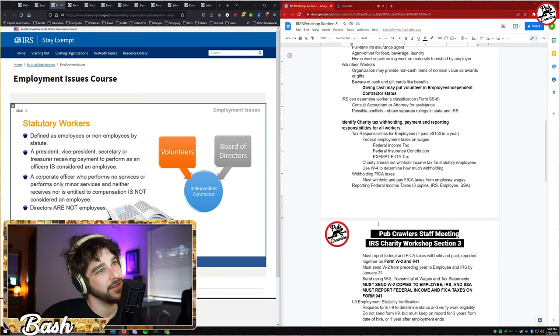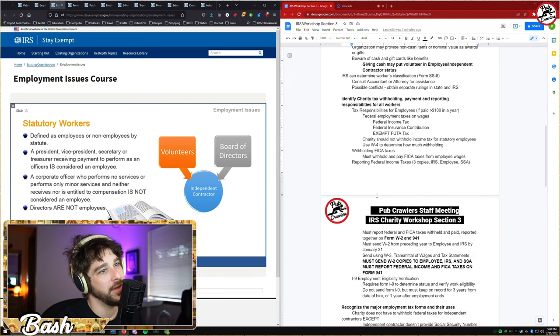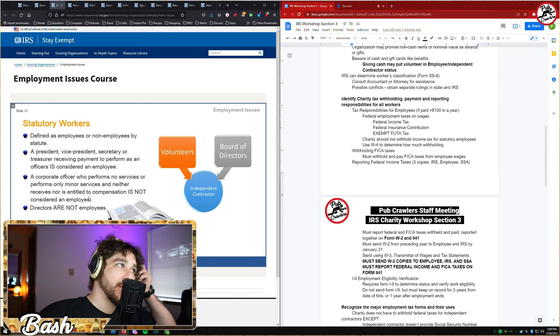I think this is maybe defined as employees or non-employees by statute. A president, vice president, secretary, or treasurer receiving payment is considered an employee, a corporate officer. But they're considered a statutory employee.